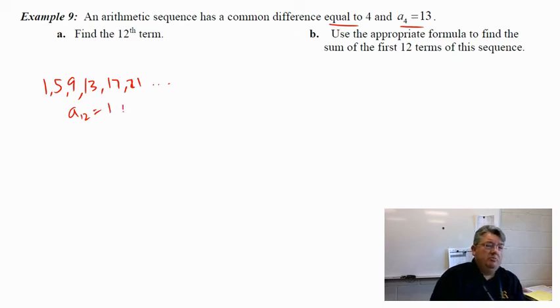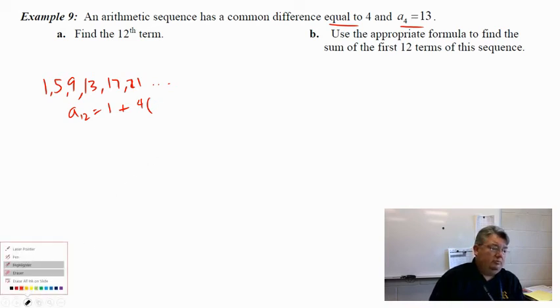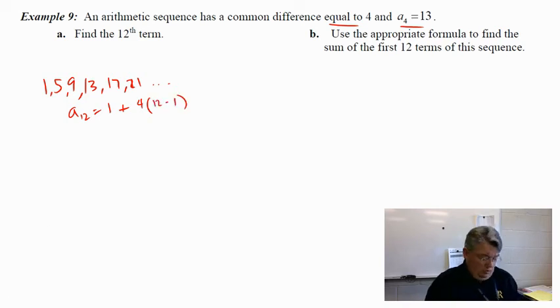This is the first term plus the common difference, that's 4, times n minus 1, where n is 12. So 12 minus 1. 1 plus 4 times 12 minus 1, which is 11, gives me 45. The 12th term is 45.